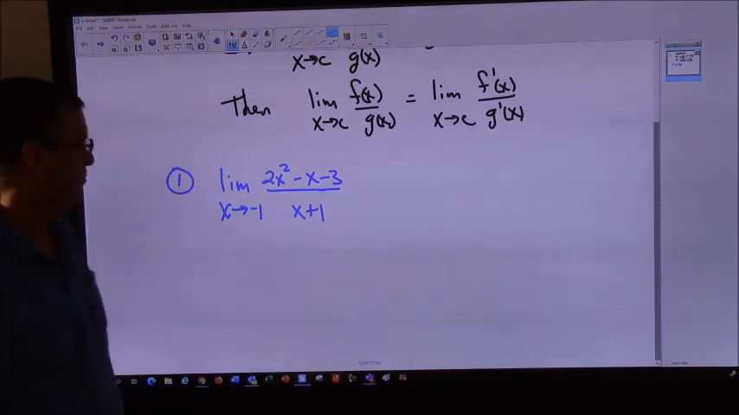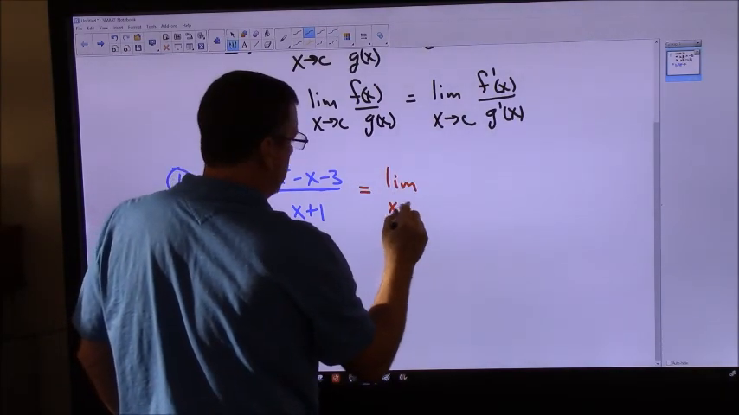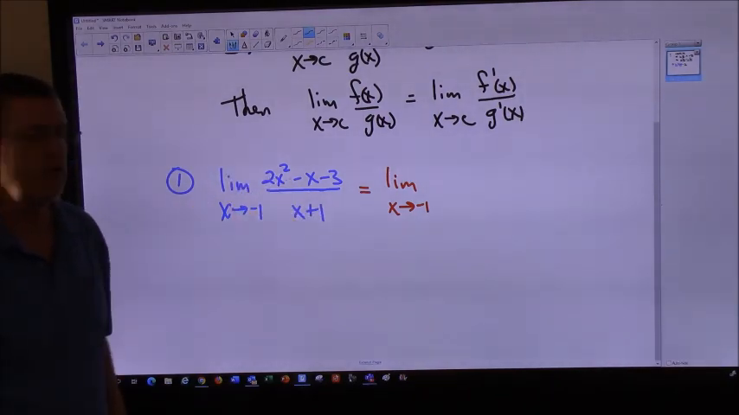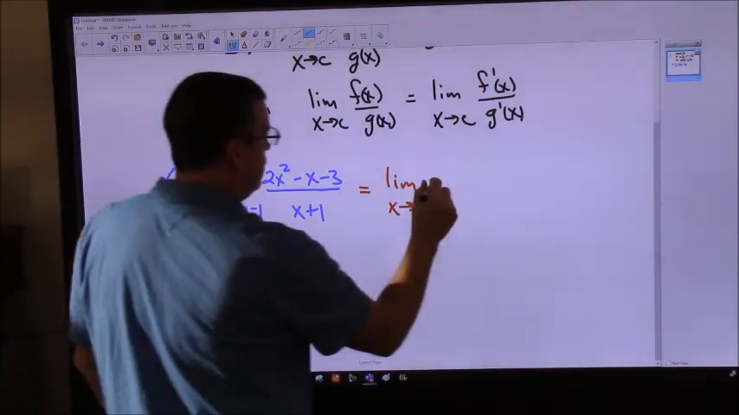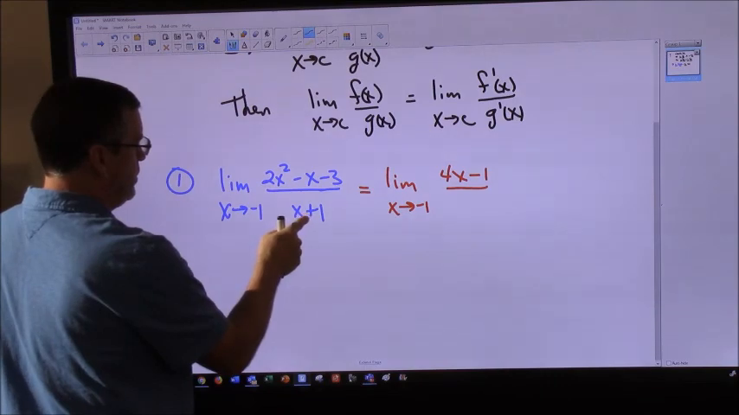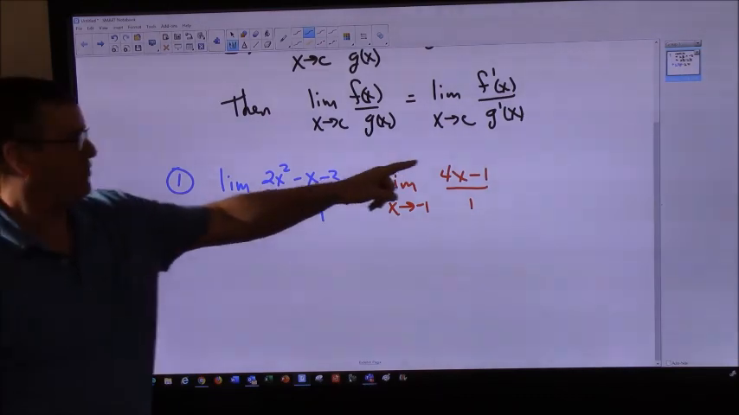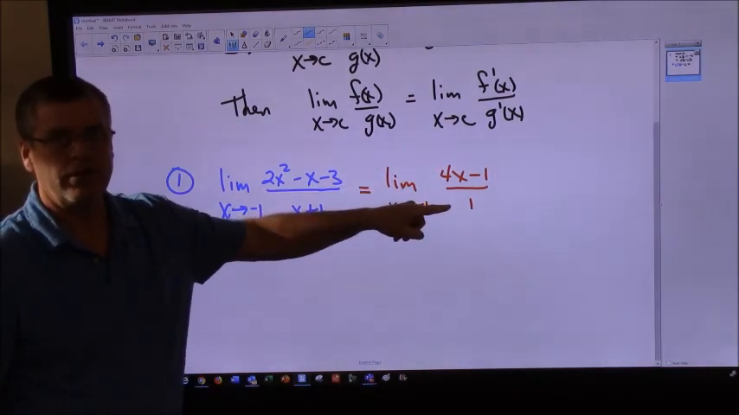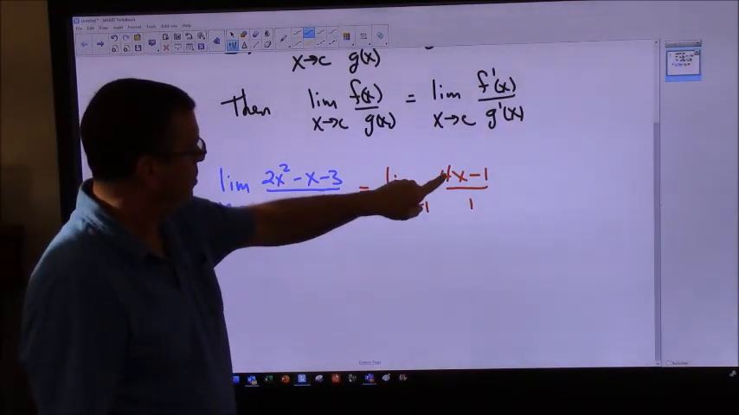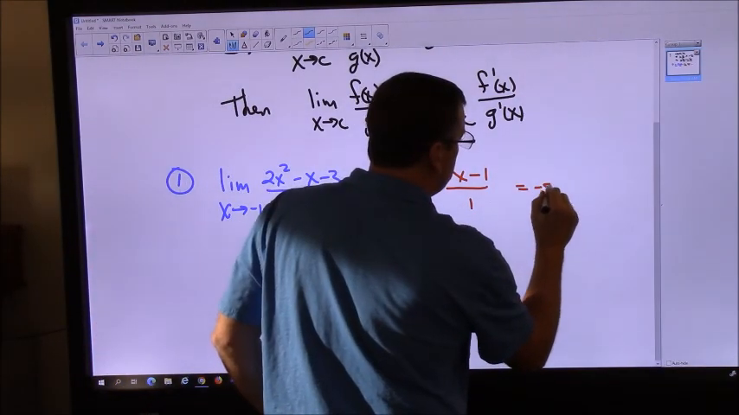This meets the condition. So that means that this is going to equal the limit as x approaches -1. Remember, you got to keep on writing down the limit until you actually plug that number in. So the derivative of the numerator is going to be 4x minus 1. And the derivative of the denominator is going to be just 1. I'm not going to get 0 over 0 again, right? I get 1 in the denominator now. So now I just need to plug that -1 in and see what I get. So -4 minus 1, that's a -5 divided by 1. Answer is -5.